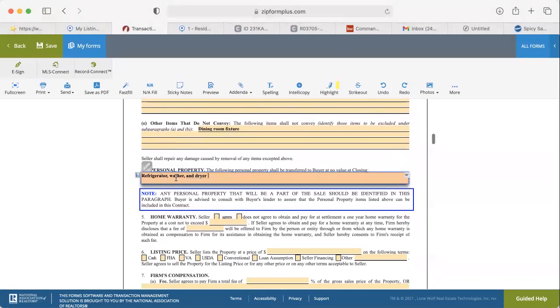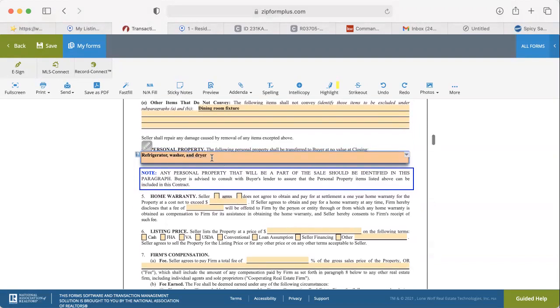So personal property are things that are not considered fixtures that the seller intends to leave behind. Those are the most common things: refrigerator, washer, dryer. Sometimes you'll see curtains or drapes. Now the curtain rod that's attached to the wall is considered a fixture, but the curtain itself is personal property. Okay.